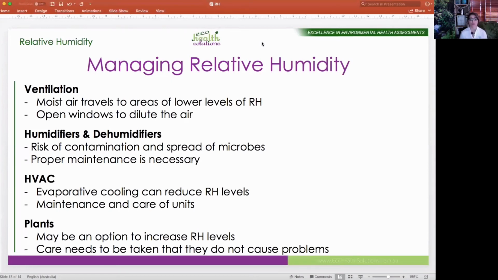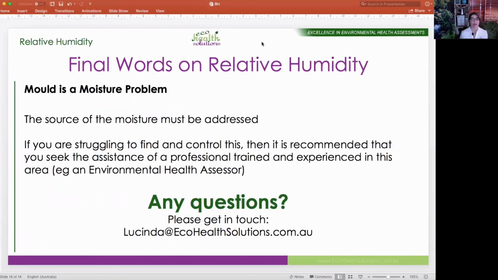Plants can be a good option, so indoor plants, because they can increase the levels of relative humidity. However, yet again, care needs to be taken that they do not cause problems. Their microbiome could be problematic, and oftentimes people overwater plants, the water spills out and then can cause mold and all sorts of problems underneath. So as long as you're being careful with them, plants can be a fantastic option for helping with increasing relative humidity levels.